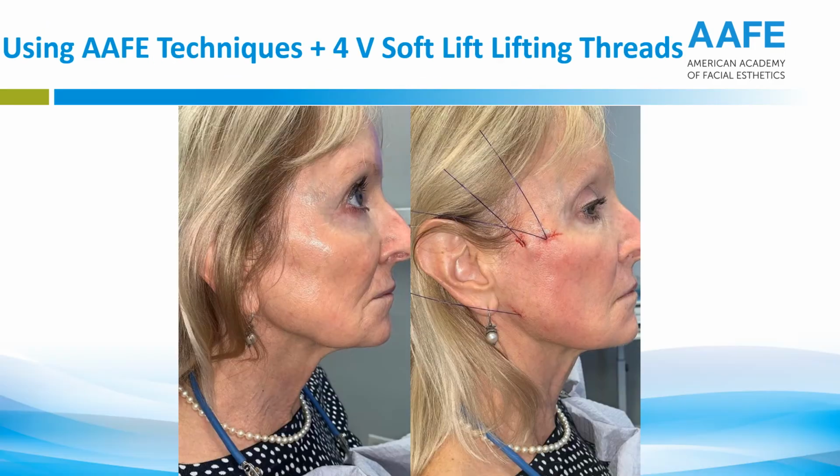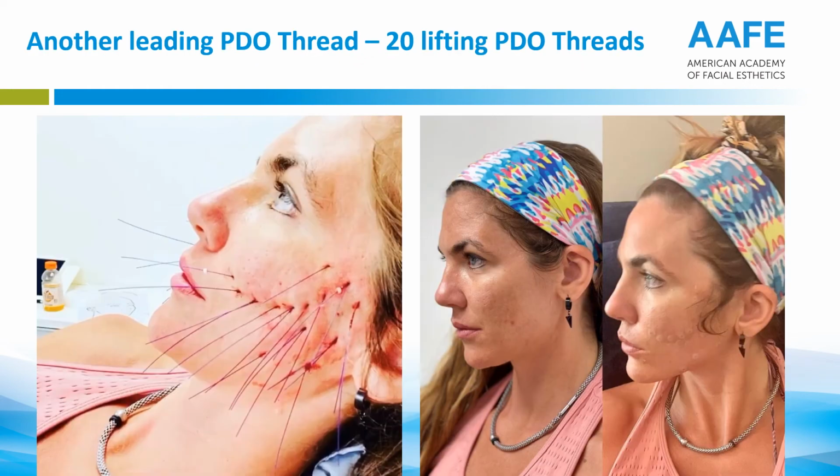Use the right tool, the right PDO thread. You need only 3 to 4, maybe 5 sometimes in a difficult case, or 6. They make a lot of different threads, V-Soft Lift. Some are heavier for heavier tissue that can do this, but you compare the difference.